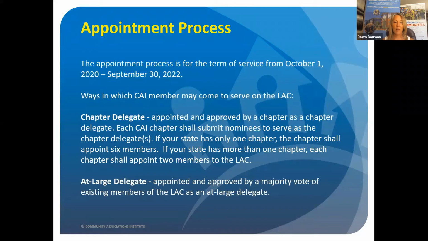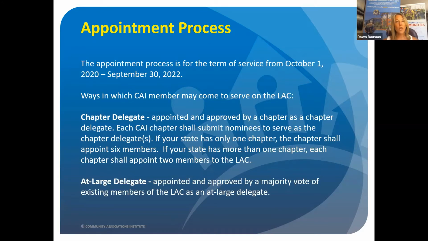So the appointment process. Chapters appoint delegates, and the Legislative Action Committee can appoint delegates as well. If you're in a state that has more than 1 chapter, then your chapter appoints 2 members. If you're just 1 chapter in a state, let's see, I'm going to look at a list and see if we have anybody. Alabama, perfect example. So Alabama then has 6 appointees to the LAC. We can have up to 20 members on a Legislative Action Committee.